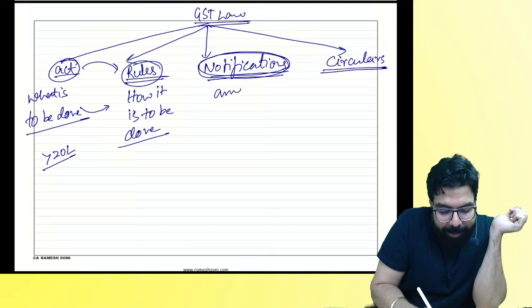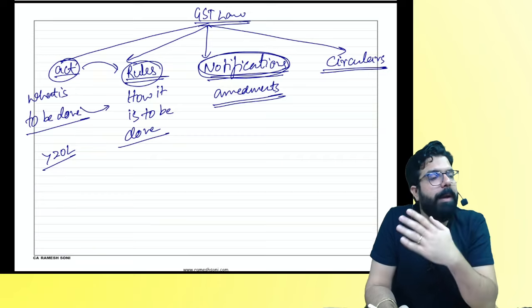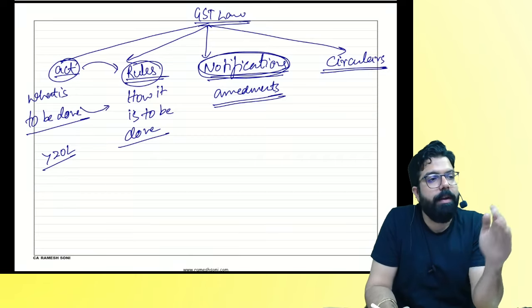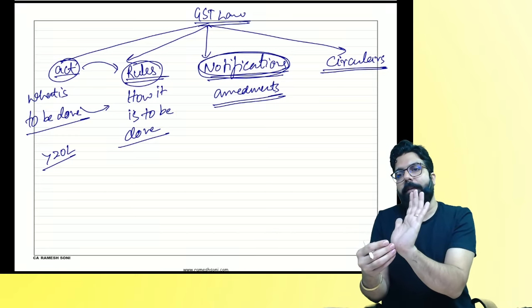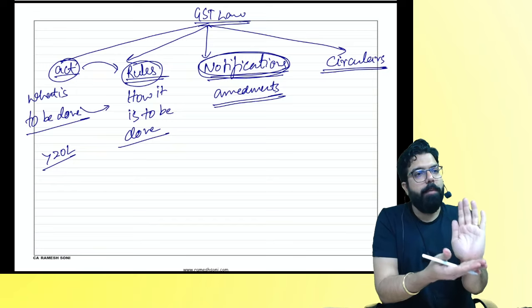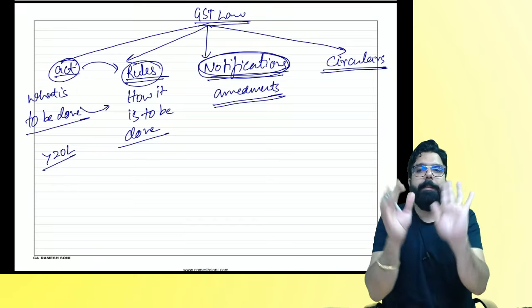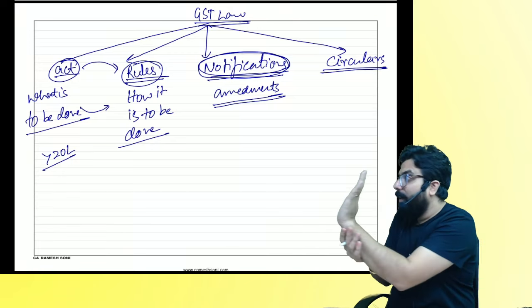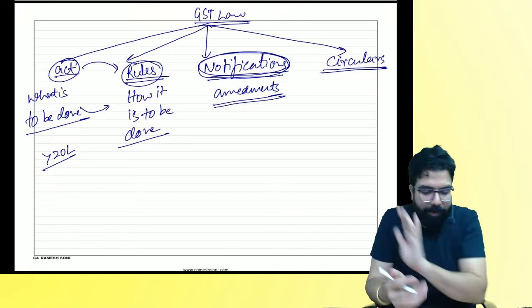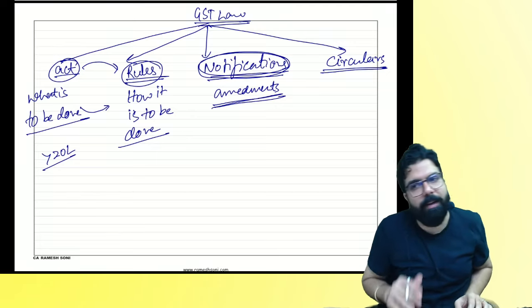Notification means amendments. Are we clear? Amendments which the government brings during the year come by notification. Government issues a notification, and if the government issues the notification, that is an amendment. Are we on the recommendation of the council? These are amendments which happen during the year.